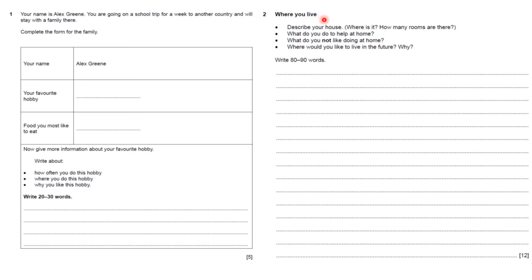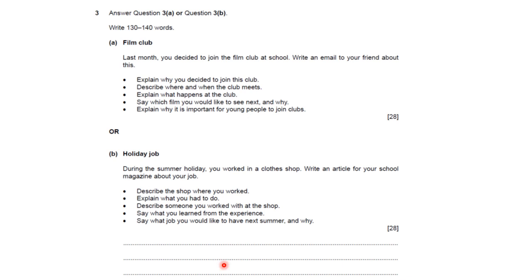The directed writing task in here: where you live, describe your house. So you're going to answer these questions, okay? And this is out of 12. The first task is out of 5. You're going to choose from A and B, 3A and 3B. It's either you write an email to a friend, a friendly email, or you write an article for your school magazine about your job. You're going to choose from these two, and the task is out of 28.